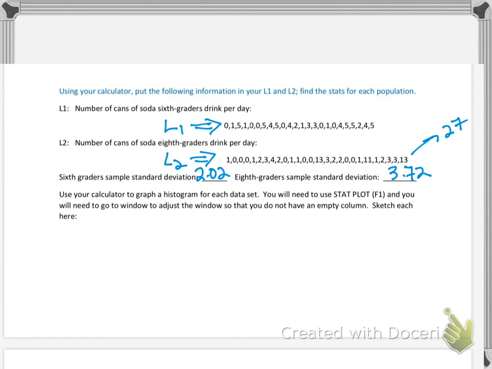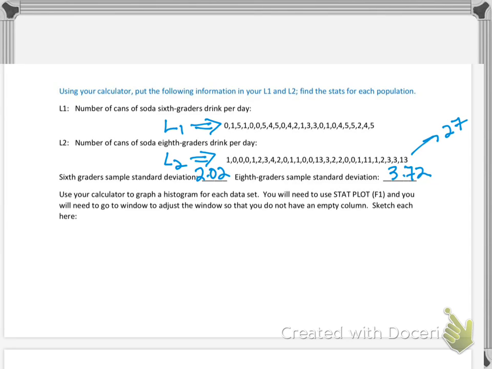Now it says use your calculator to graph a histogram for each data set. So you're going to need to use stat plot, which if you look at your calculator is where the F1 is, right? So you're just going to say second stat plot, hit 1, and then turn plot 1 on. Okay, the kind of plot I want is the third type that looks like a histogram with all those bars connected. So hit enter. I first want to do L1.